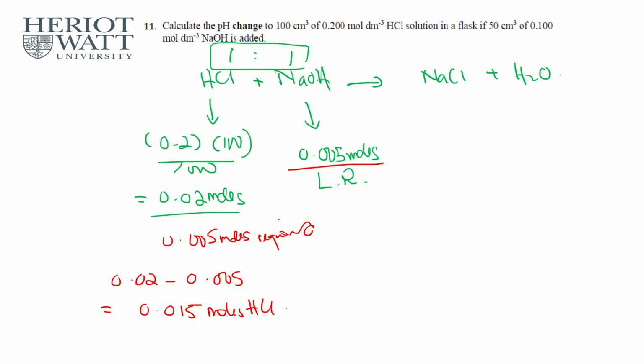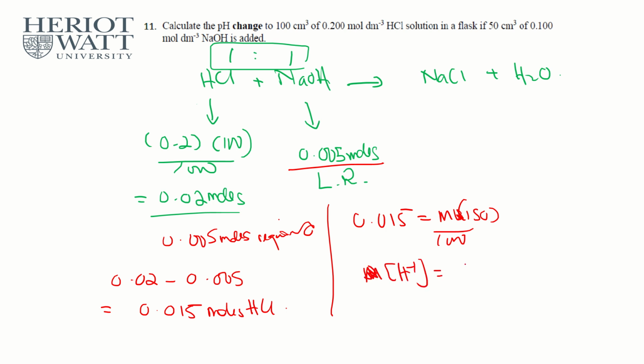Next, we're going to calculate the concentration, right? So what is the concentration? 0.015 equals MV over 1000, right? So what is your M? This is what we are calculating. What is the total volume? 100 plus 50, you get 150. So I change that into 150, the volume. Then do the calculation, 0.015 times 1000 over 150. So the concentration of the H plus, for the acid, is actually 0.1 mole per dm cubed.